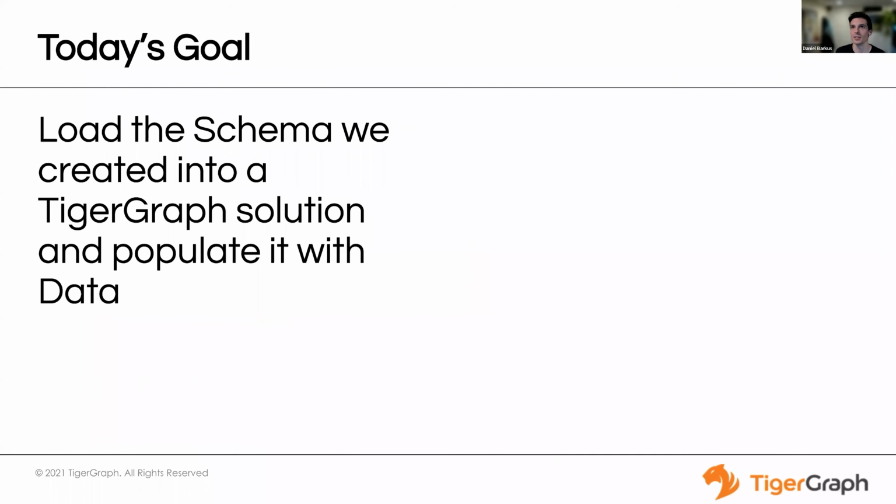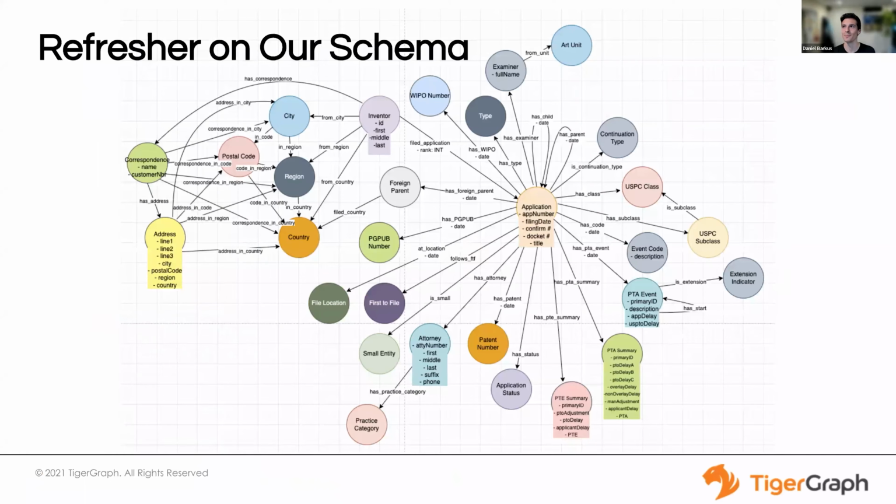Like I said earlier, the goal of today is to take the schema that we designed last session, integrate that into TigerGraph, and then populate it with our data. So as a refresher, this is the schema that we built out in the last session. It's nice and complex, and there is a lot of it. It fully models our whole graph and all of the 12 different data files that we had pulled in.